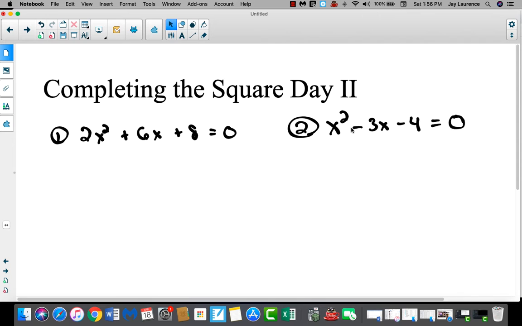Same thing, completing the square. I want you to try them on your own and then unpause the video and look for my solutions. All right, here come my solutions.